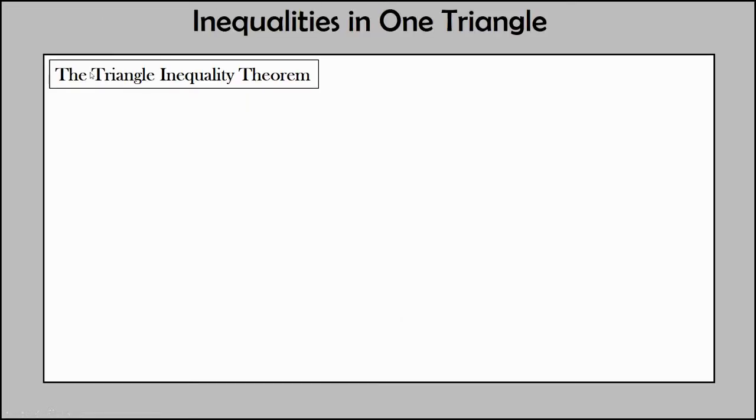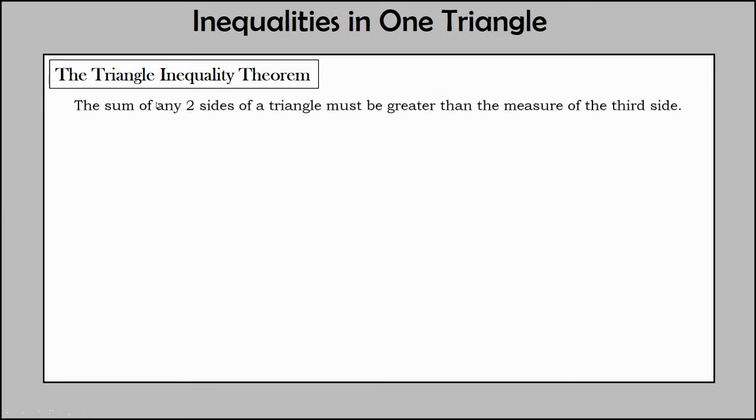And the first one, which is the most important one, is called the triangle inequality theorem. This refers to the side lengths of a triangle. There's a set pattern that they have to follow: any two sides of a triangle always have to add up to be greater than the third side.